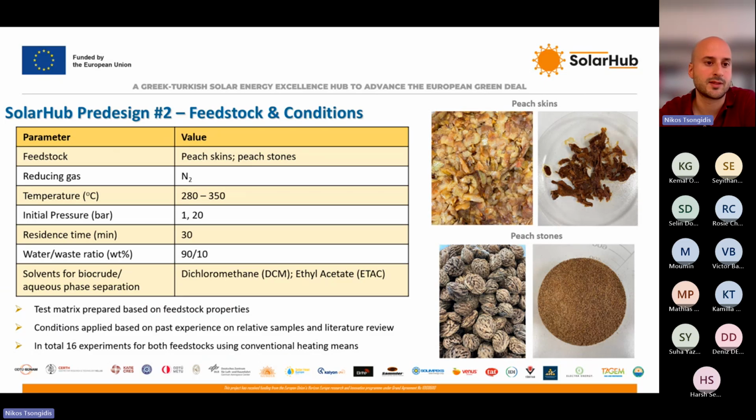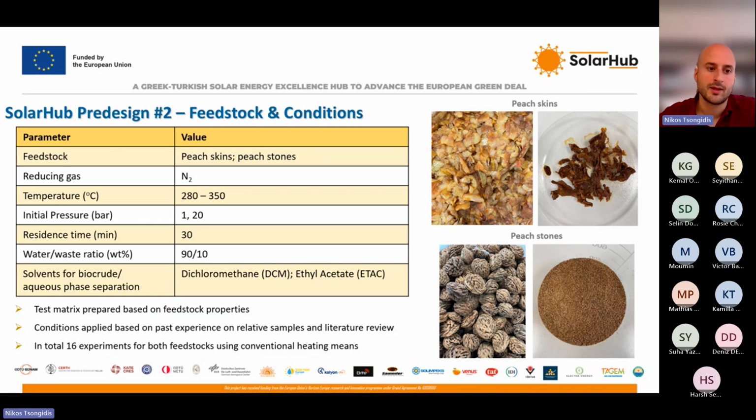So we use nitrogen as reducing gas. The temperature window between the several different experiments that we have performed is between 280 and 350 degrees C. We have employed two different initial pressures, either 1 or 20 bar, to have a steady residence time of 30 minutes, and the water to waste ratio is kept constant at 90 to 80 weight percent.